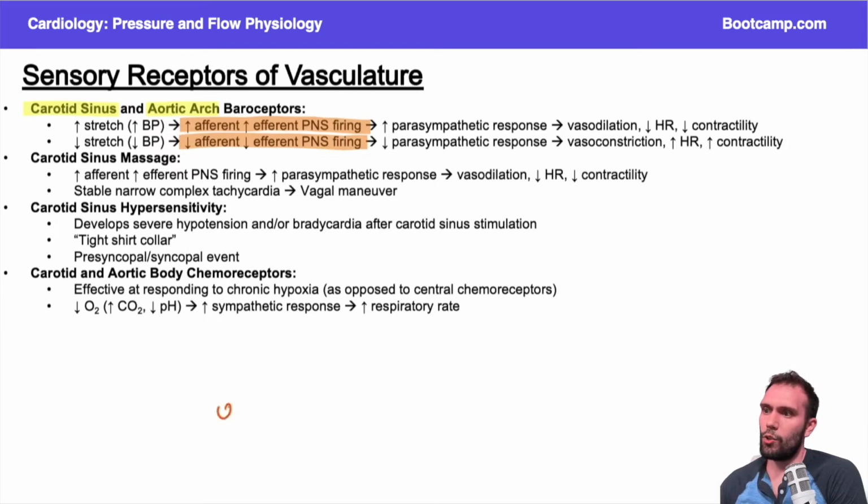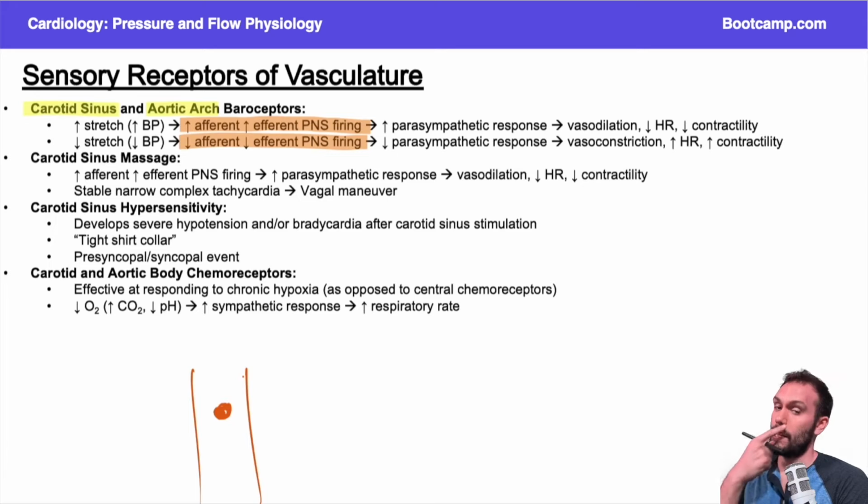If I have my carotid sinus, here's my carotid artery, and this is going to be located at the dilation of the internal carotid artery, just above the bifurcation of the common carotid artery. I don't want to go into the anatomy because it's not as important, but the point is, let's just say that here's my carotid sinus, and the carotid sinus is going to respond to changes in pressure.